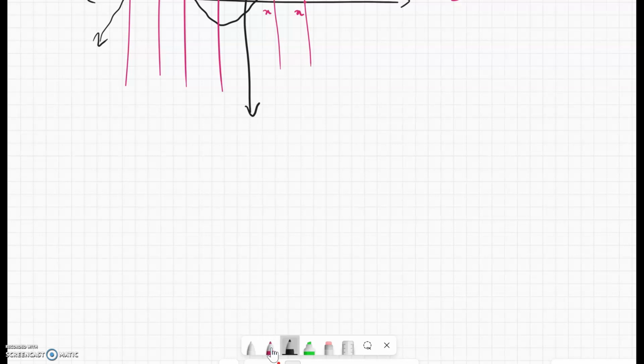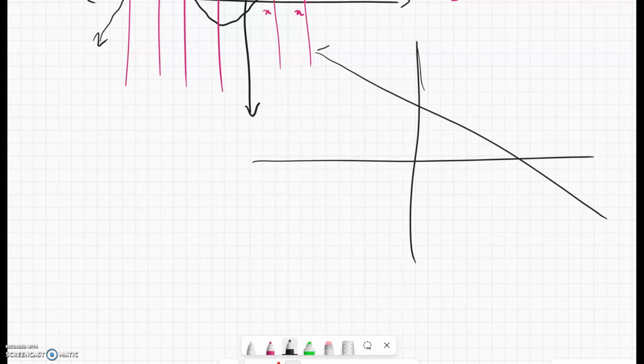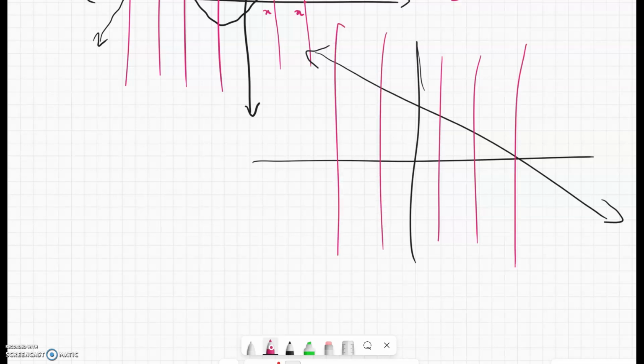Now, think of any straight line, no matter what it looks like, a negative slope, a positive slope, any straight line. Think of vertical lines going through the graph. Notice that it intersects with the graph at exactly one point and no more than one point. The vertical line test says that any straight line is a function.